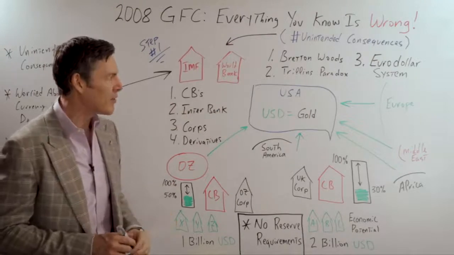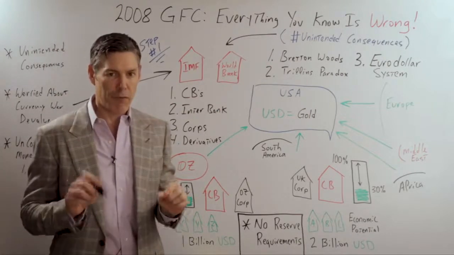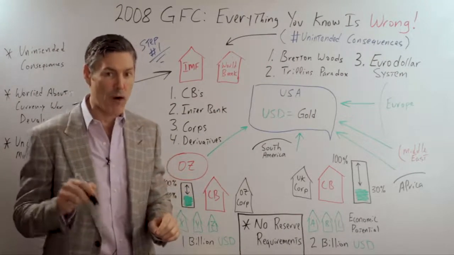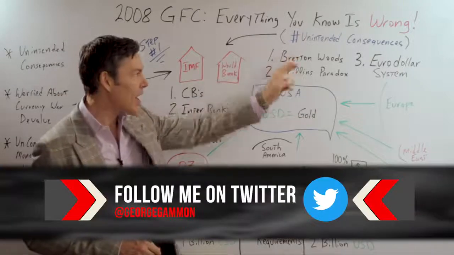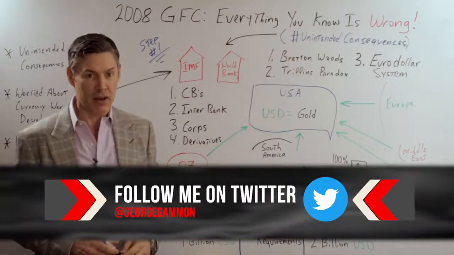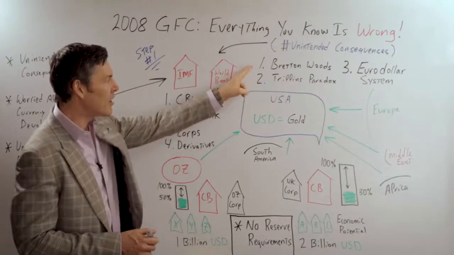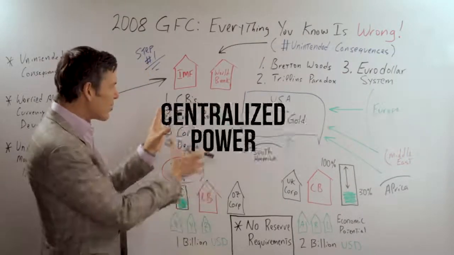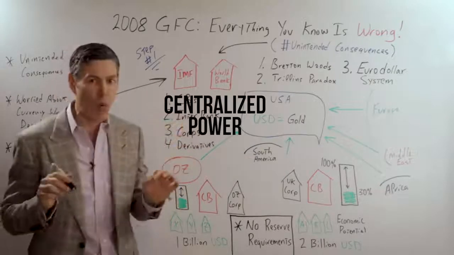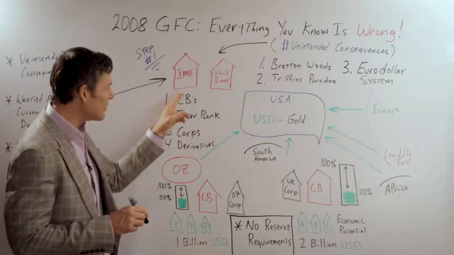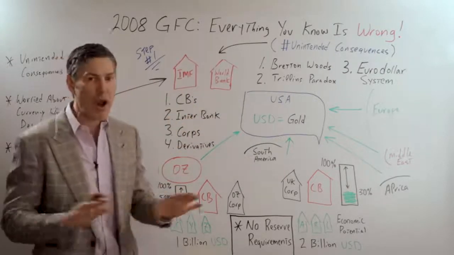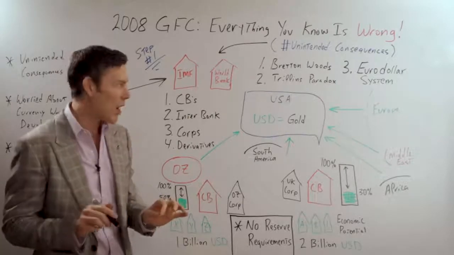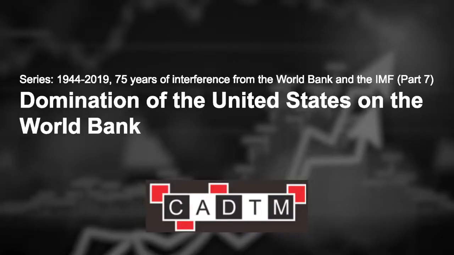That brings us to this video's phrase that we're going to go back to over and over again. Hashtag unintended consequences. The unintended consequences from Bretton Woods started with more centralized power. And we know well today that these entities have way too much power. That all started with Bretton Woods.